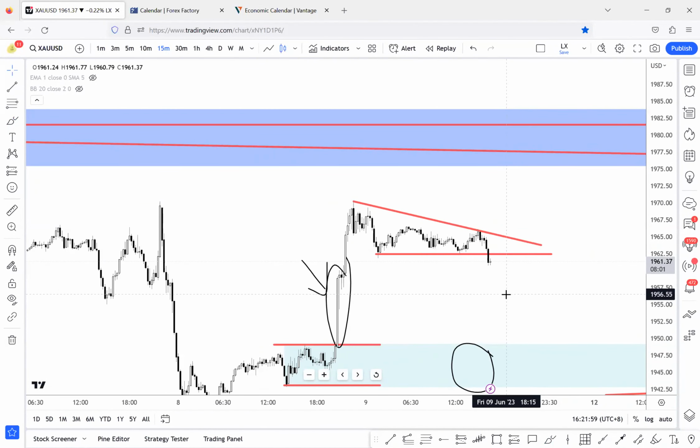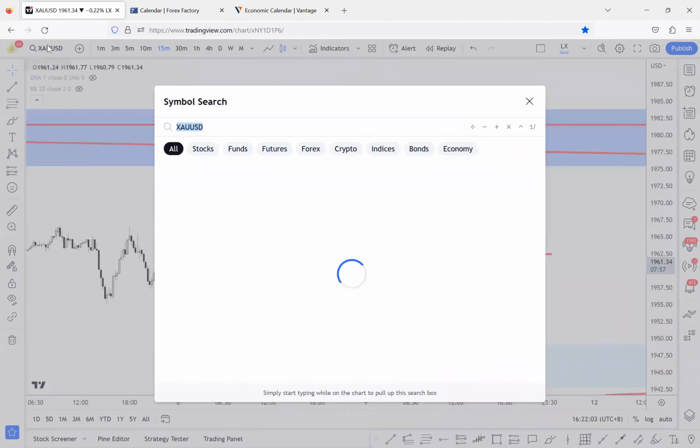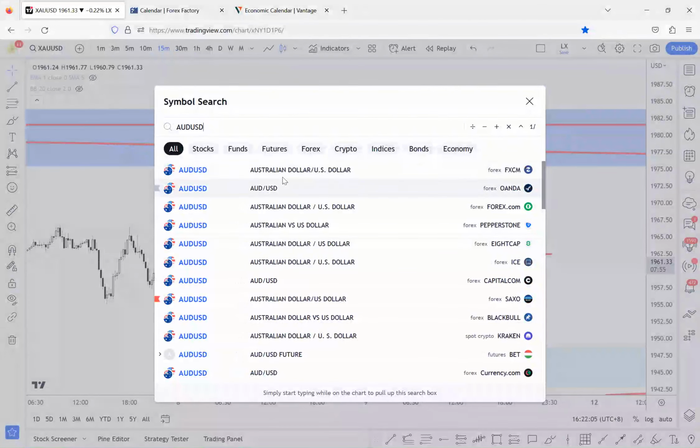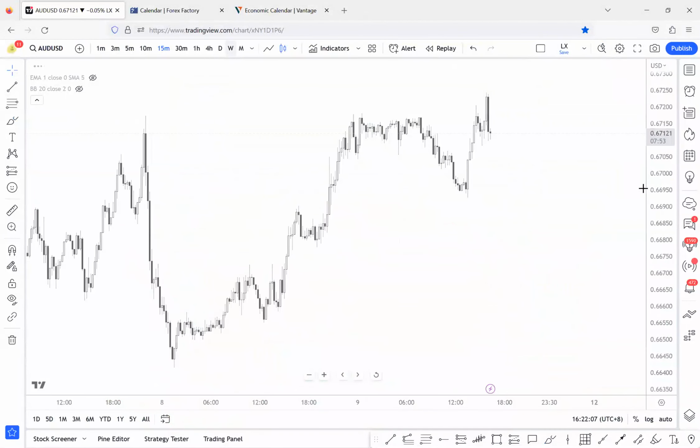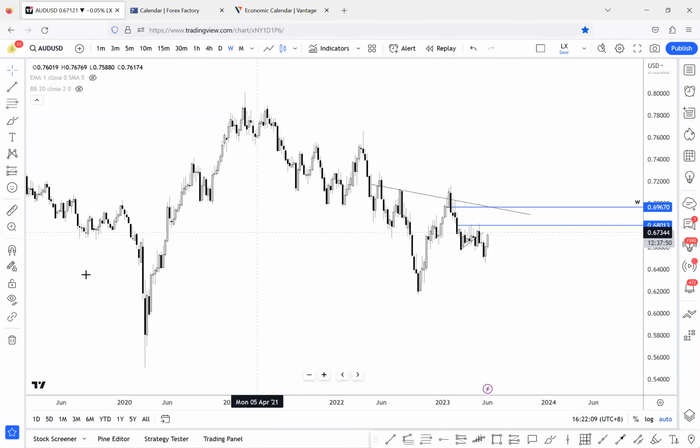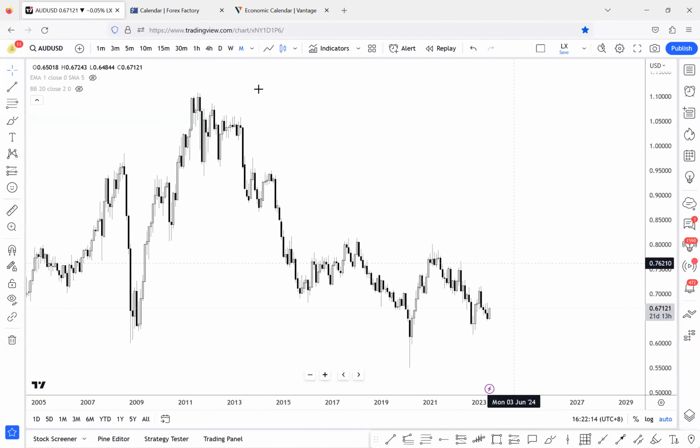So let's go on the 15 minutes time frame. Let's take a look at Aussie dollar, starting from the higher time frames. Okay, so let's remove all of this. Again, starting from your monthly.